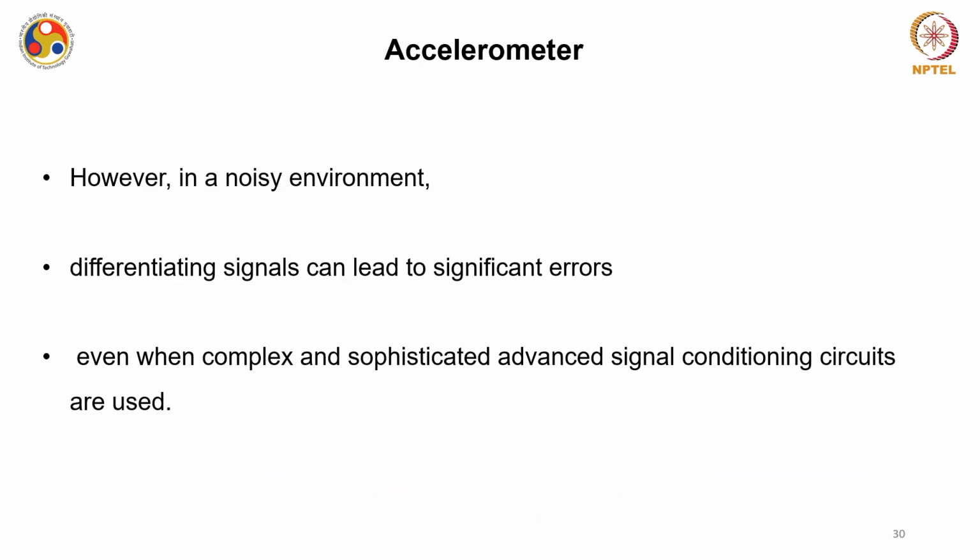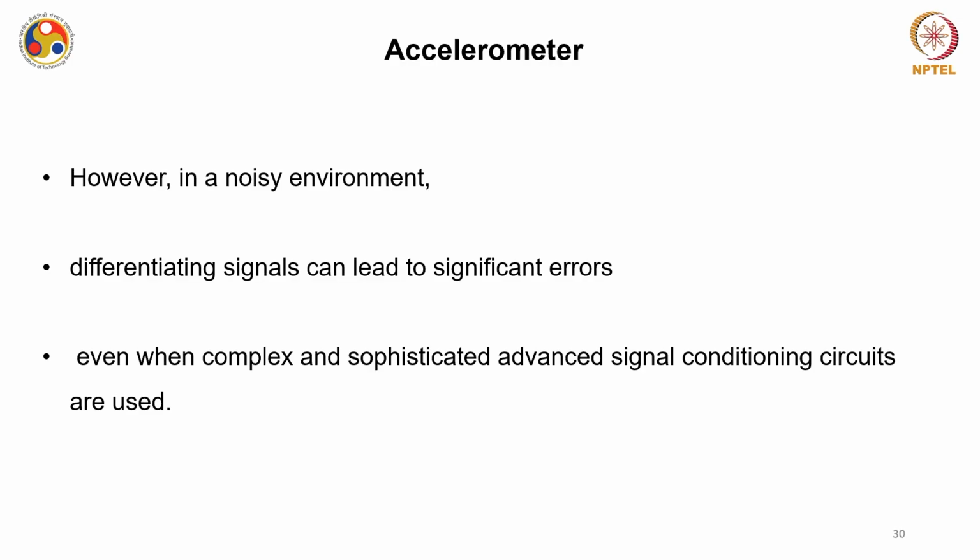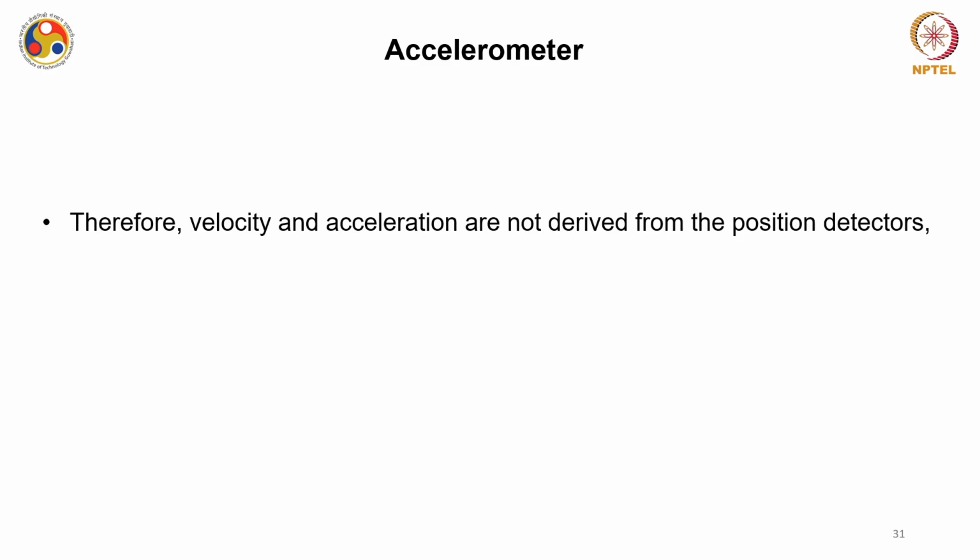However, in a noisy ambient, differentiating signals can lead to significant errors. You cannot have a differentiator placed everywhere because there will be certain errors associated with the differentiator or integrator that you are putting. So complex and sophisticated advanced signal conditioning circuits are mostly utilized for this kind of application. So velocity and acceleration are not derived from position detectors. However, there are specific sensors which we can develop to measure these quantities.